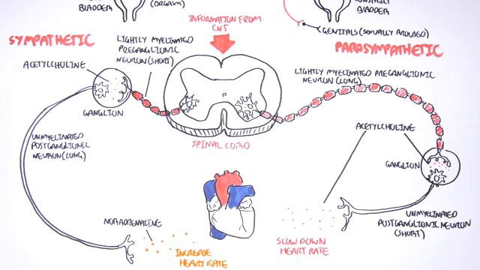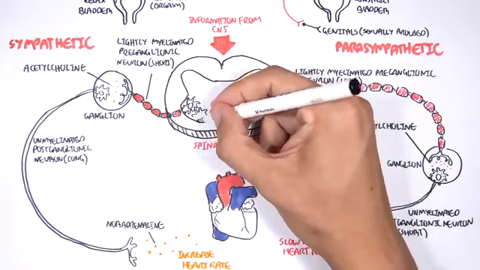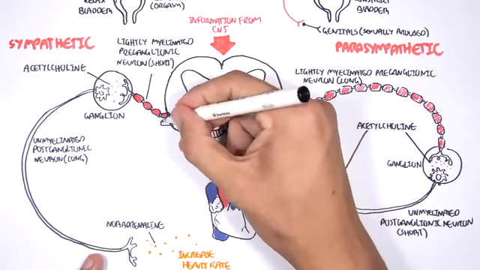rate. So if you look at this diagram, you can see some differences in the preganglionic and postganglionic neurons of the sympathetic and parasympathetic nervous system. One is short, one is long, and it's opposite for both nervous systems.